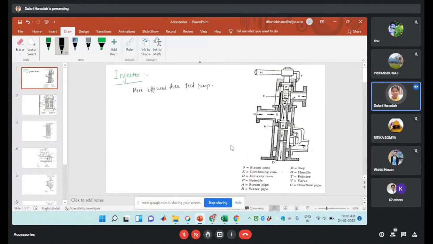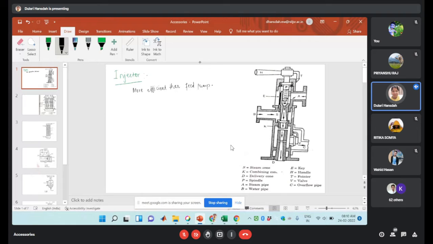During the movement of the handle, this spindle will move, and through the point A, the steam will be supplied through this steam cone, and on another side there will be the supply of the water. Both steam and water will be supplied to this combining cone, where the water will be utilized to condense the steam. Both will enter the delivery pipe after passing through this combining cone.